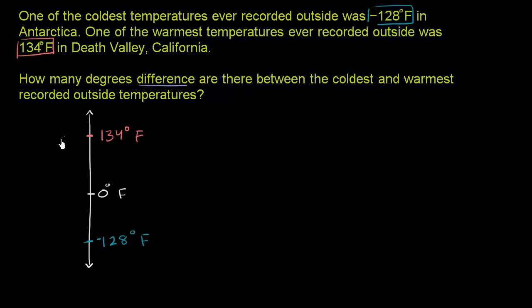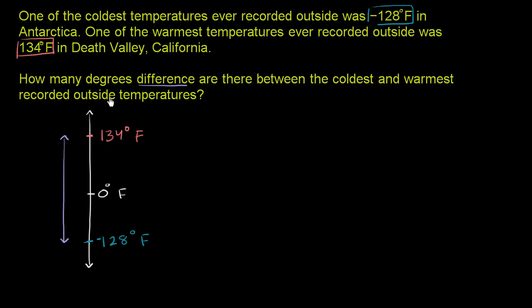So when they're asking us how many degrees difference there are between the coldest and the warmest, they're essentially saying, well, what is this distance between the coldest and the warmest right over here? And there's a couple of ways you could think about it. You could say, if I started at the coldest temperature and I wanted to go all the way up to the warmest, how much would I have to add? Or you could say, what's the difference between the coldest and the warmest?